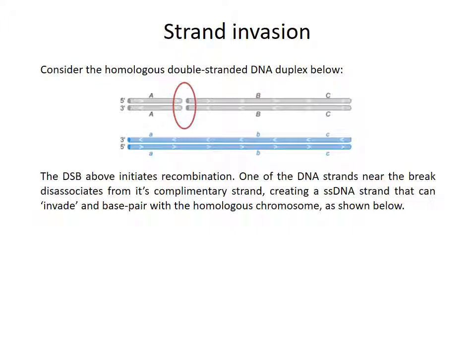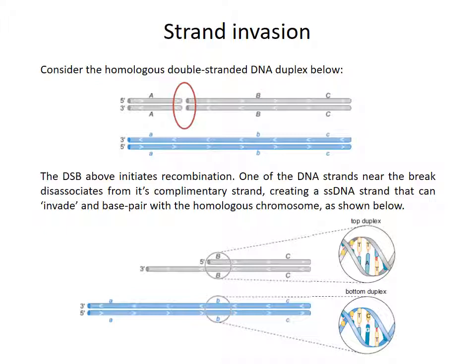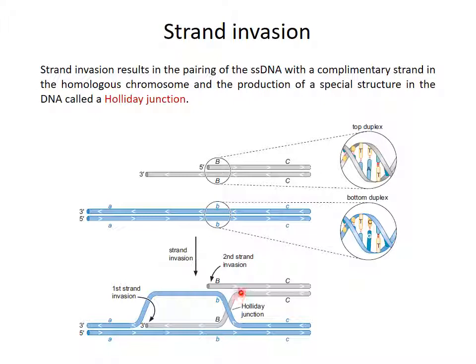Once a double strand break event occurs above, it initially initiates recombination. The double strand break permits one of the two DNA strands near the break to peel away from its complementary strand, thus creating a single stranded piece of DNA that can then invade and base pair with the other chromosome, as shown in this figure below. Here initially we've got resection of one of the two strands of DNA on the chromosome where the double strand break has occurred, giving us a region of single stranded DNA. This single stranded DNA is then able to invade into the homologous chromosome and use the information in the homologous chromosome to drive repair of the double strand break event.